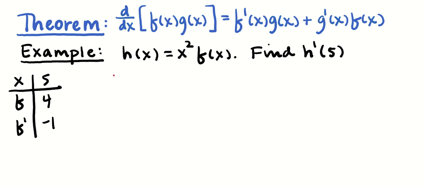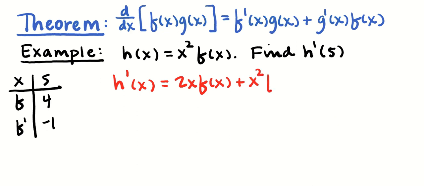So h prime of x, I'm going to use the product rule because I'm dealing with a product right here. So this is going to be the derivative of x squared, leave f of x the same, then add in, leaving x squared the same, taking the derivative of f. Then I'm going to plug in 5 for x.